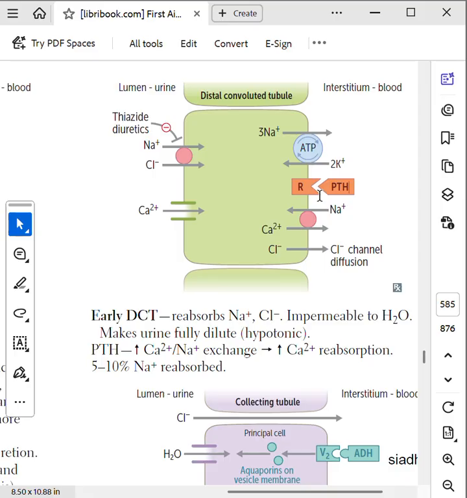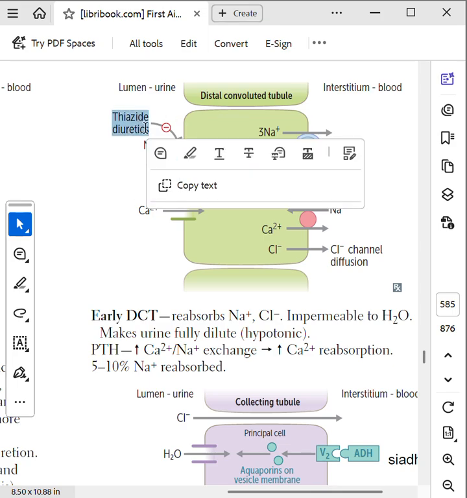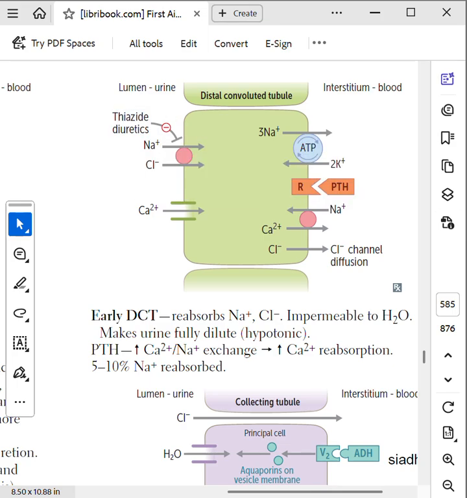okay, and it's impermeable to water and this makes the urine fully dilute. बेसिकली आपके पास यहाँ पे एक सोडियम क्लोराइड एक्सचेंजर है विच कैन बी ब्लॉक्ड बाय थायजाइड डायरेटिक्स, ठीक है। तो क्या होता है कि अर्ली डिस्टल कॉन्वोल्यूटेड ट्यूब्यूल में you have thiazide diuretics that are acting at the sodium chloride channel. Now sodium chloride exchanger here is sodium chloride channel here is very important.